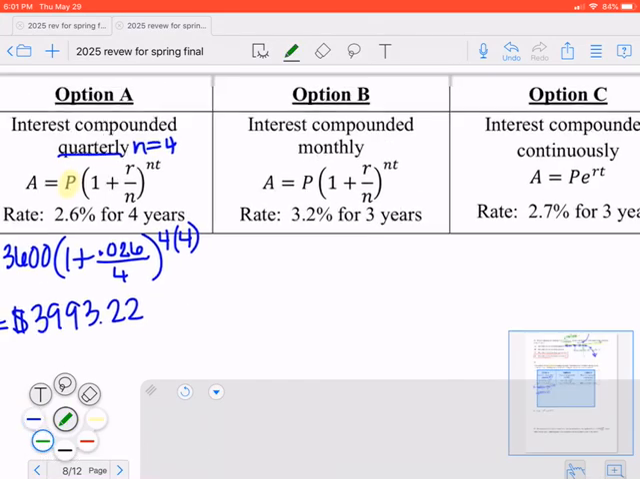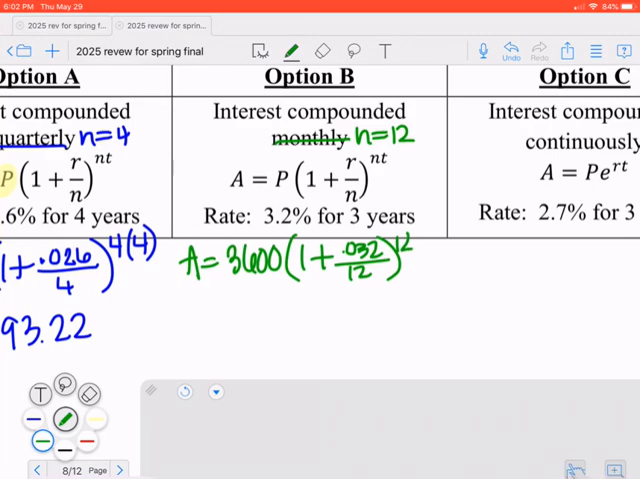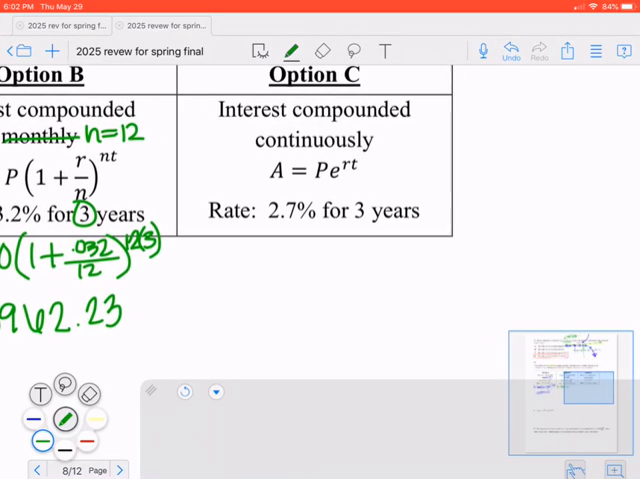Option B, A is equal to, we still are investing 3,600. 1 plus, our rate went to 3.2%, moving the decimal twice to make it a decimal, 0.032, over, compounded monthly, so n is 12, over 12 to the power of 12 times number of years, which is 3. And calculating that one, $3,962.23.